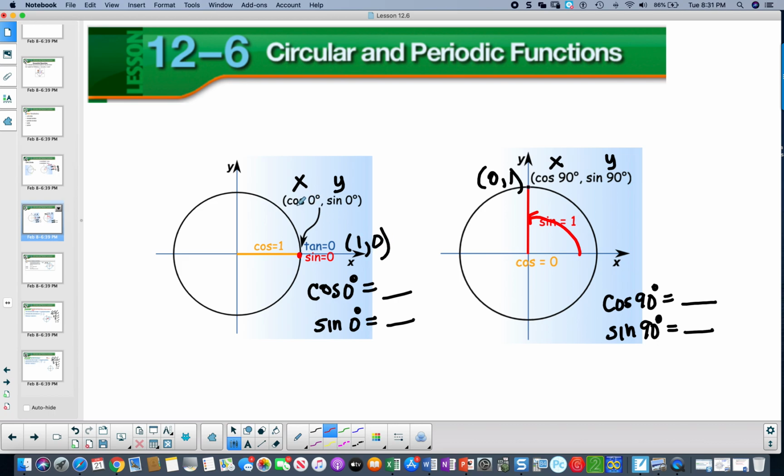And remember that the cosine of 0, because that's where you're at 0 degrees, is the x-coordinate. So the x-coordinate is actually this value, and that tells me that the cosine of 0 is 1. The y-coordinate is 0, and the y-coordinate represents the sine of 0, and that is equal to 0. Over here at this location, the point is (0, 1). This is the x-coordinate, this is the y-coordinate. The cosine of 90, that's the angle, is equal to the x-coordinate, which is 0, and sine of 90 is equal to the y-coordinate, which is 1.